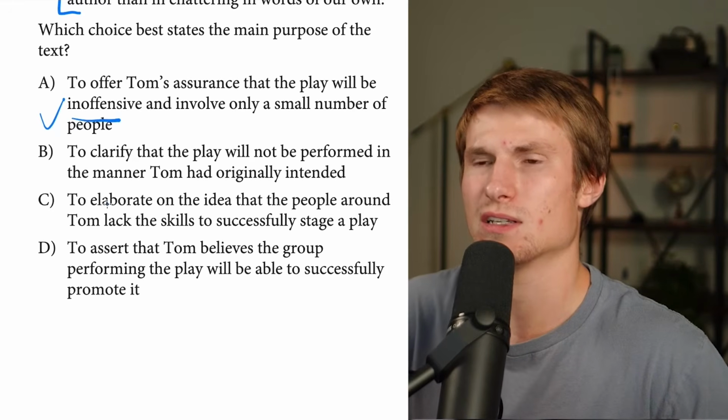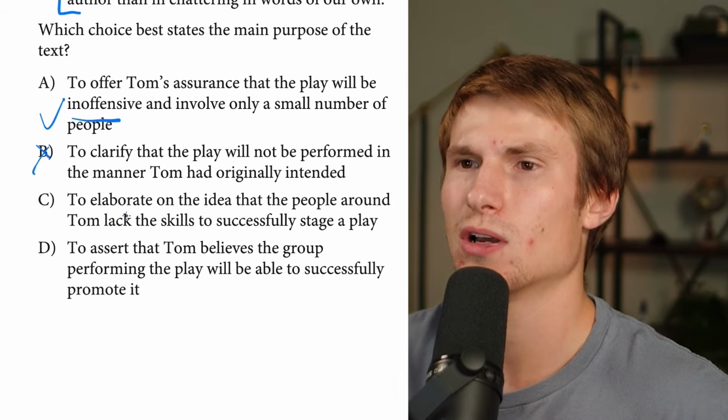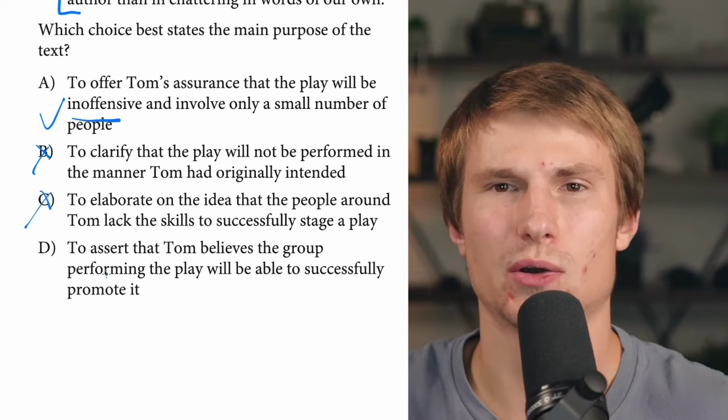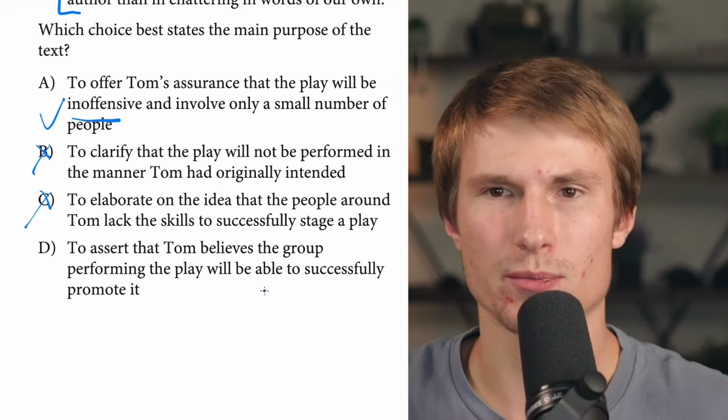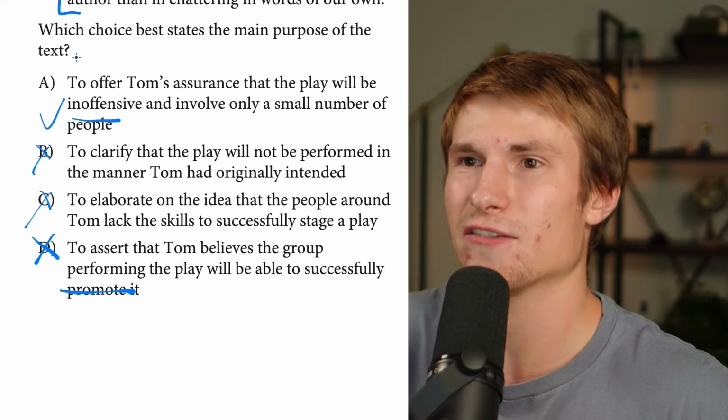Let's go ahead and take a look at B, C, and D. B, to clarify that the play will not be performed in the manner Tom had originally intended. No. C, to elaborate on the idea that the people around Tom lack skills to successfully stage a play. No. And then D, to assert that Tom believes the group performing the play will be able to successfully promote it. This has nothing to do with promotion at all. So our answer there will have to be answer choice A.